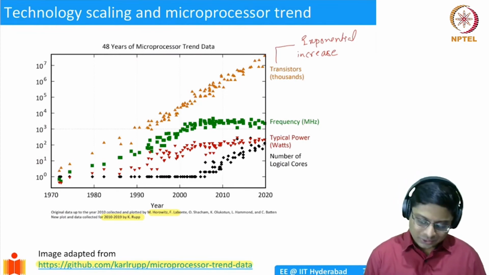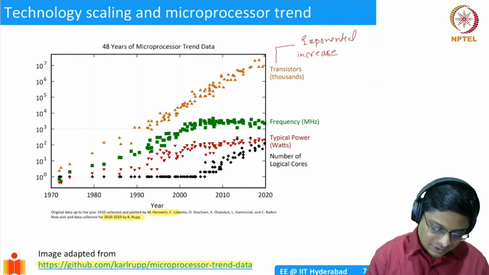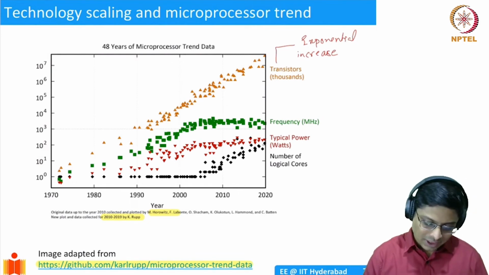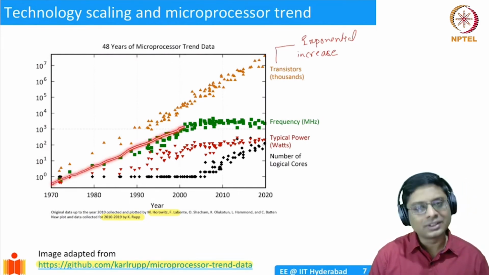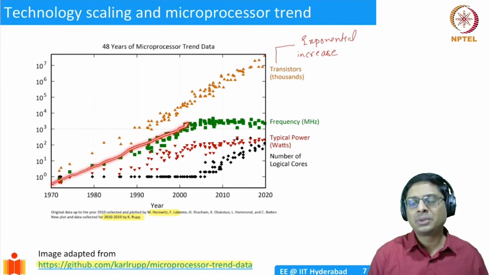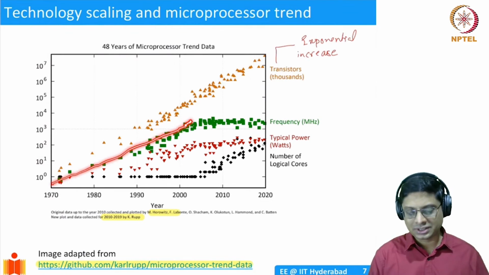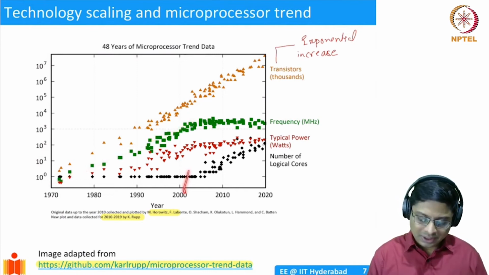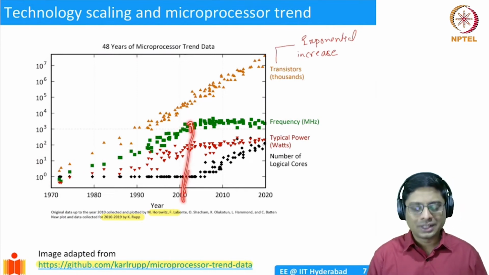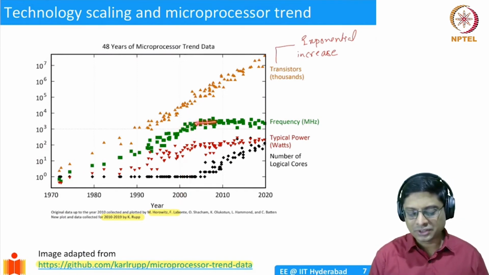The other graph you see in green is the frequency of the processor. And you see that initially there was a gradual increase, and it is logical because we saw that as you reduce the sizes by 0.7, or scale it by 0.7, the frequency was increasing by about 40% each scaling, right? Each scale down. So this was what happened till 2000 or so. But after 2000, it sort of saturated in a range of a few gigahertz.